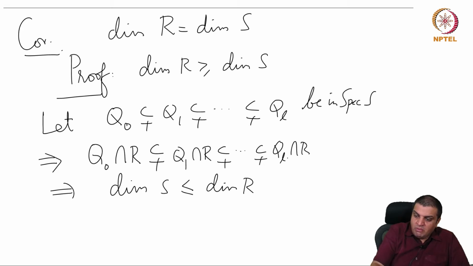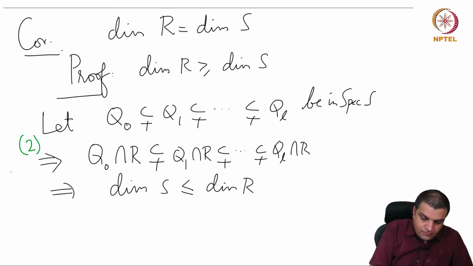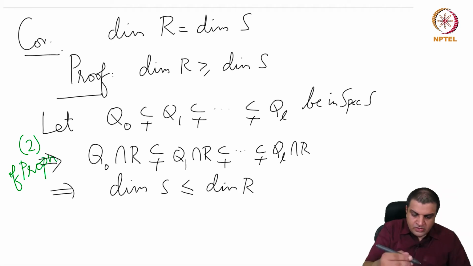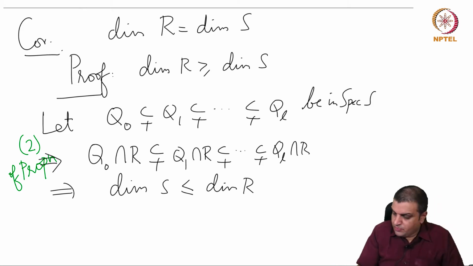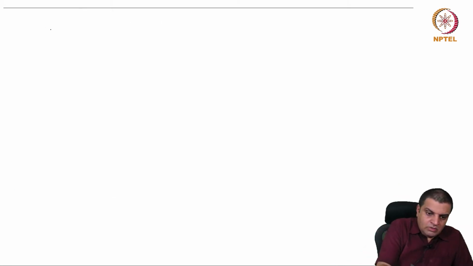So the supremum of all such L will be less than or equal to the supremum of lengths of chains of prime ideals inside Spec R. Okay, so this is this direction. This was part 2 of the proposition, the statement that we called incomparability. Now for the other direction.